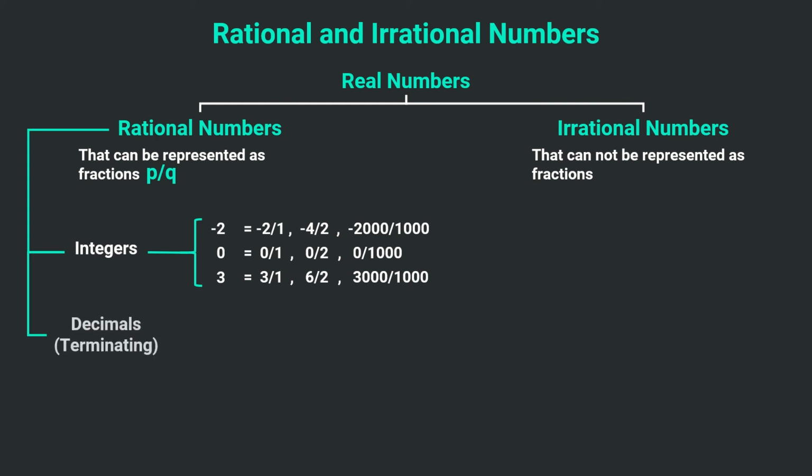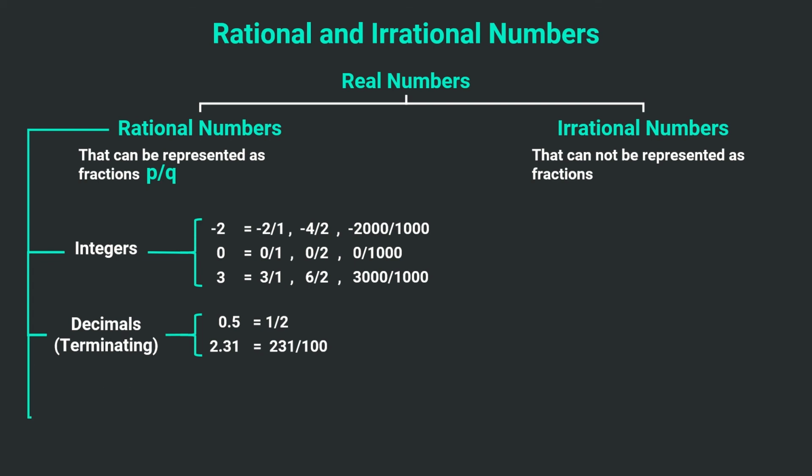Now let's move towards decimals. Here we are talking about those decimals which terminate after a certain number of digits. For example, we have 0.5. 0.5 terminates after only one digit, so it can be converted into 1 upon 2. Similarly, 2.31 terminates after two digits, and it can be converted into 231 upon 100.